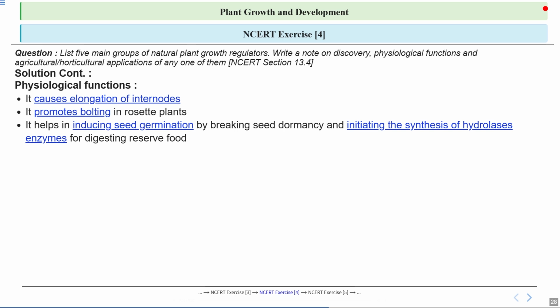It also helps induce seed germination by breaking seed dormancy. They trigger the synthesis of hydrolase enzymes, which digest stored food in the seed, giving the young plant the energy it needs to start growing. So it's like unlocking the pantry so the seedling can have breakfast and start its day.